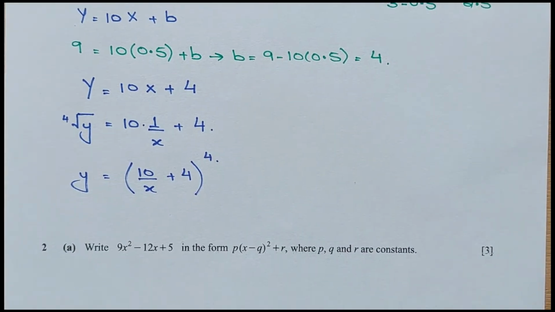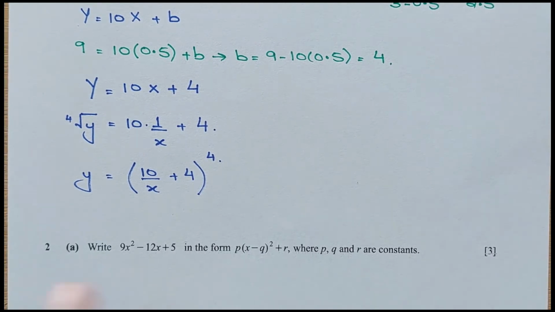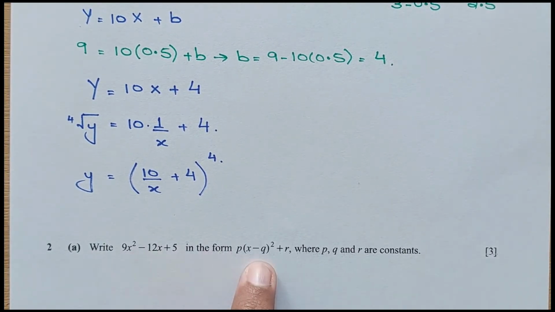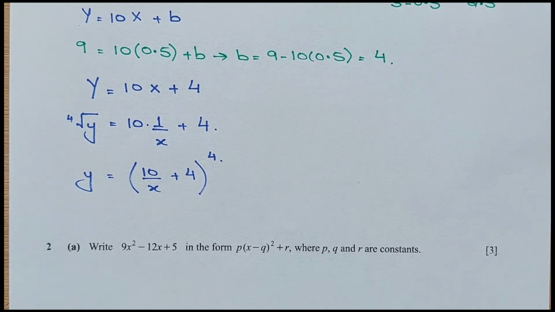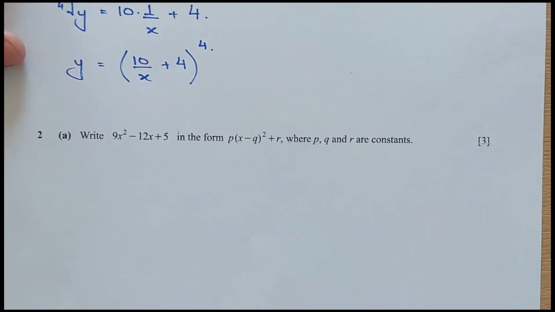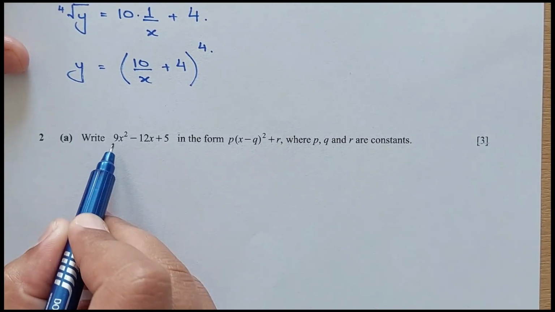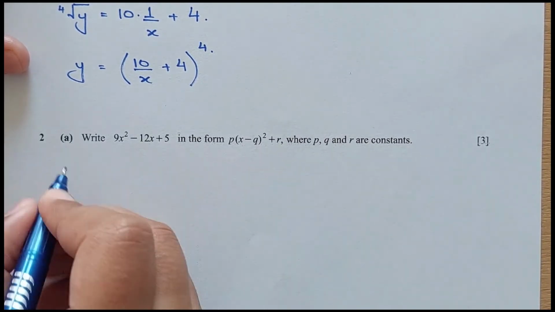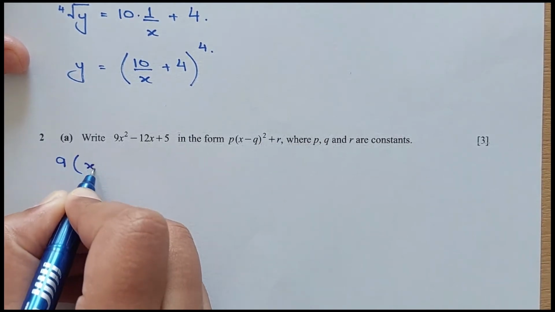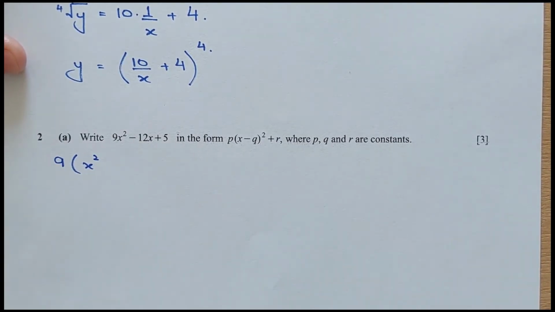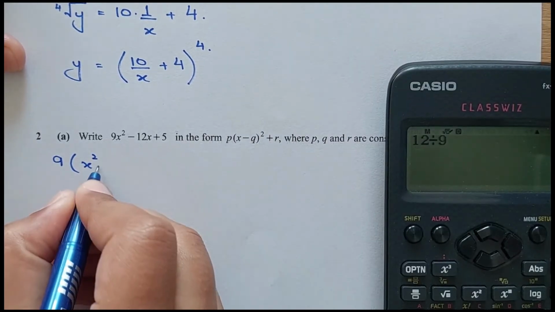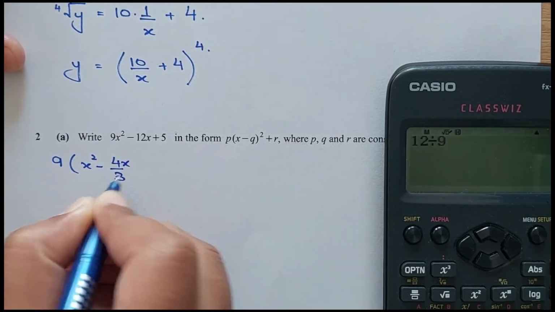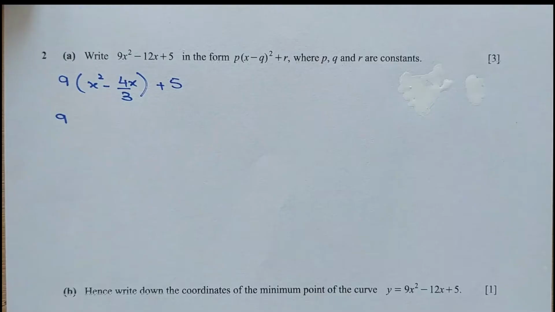Right. Now for question number 2, in part A: write this quadratic expression in the form given, where p, q and r are constants. So the standard form of a quadratic equation, we have to write it in vertex form, converting standard form to vertex form. In the first step we take the coefficient of x square common from the first and second terms. So let's take 9 common. We have x square here, and from 12 take 9 common. Dividing by 9, 12 divided by 9 is 4 by 3. So minus 4x divided by 3, and plus 5 is outside.